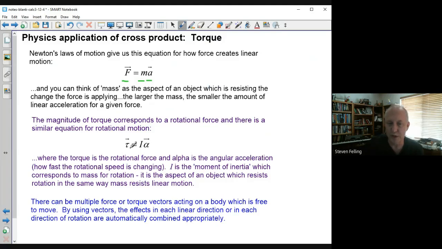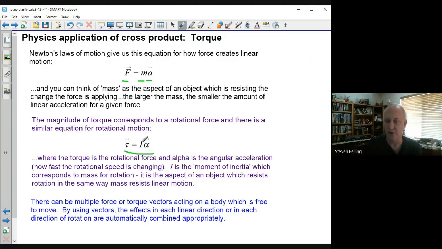And so there's a corresponding equation for rotational motion, right? Instead of linear acceleration a, we can define something called rotational acceleration alpha, which is how fast the rotational speed is changing, okay? And then the force corresponds to the torque. And then therefore there's going to be some aspect of the object that's rotating that's going to resist that force causing it to rotate, right?